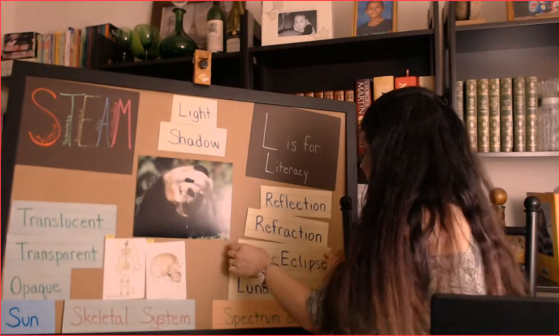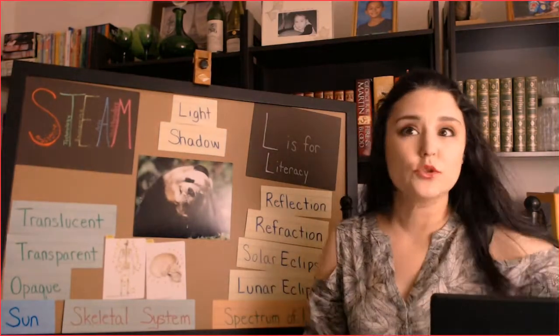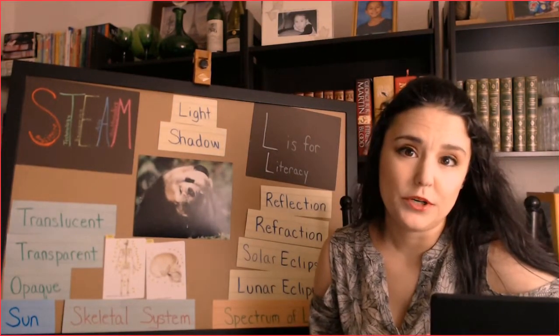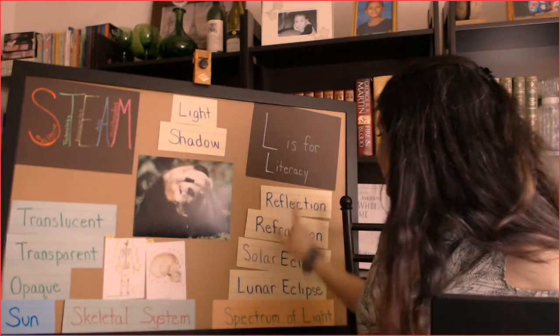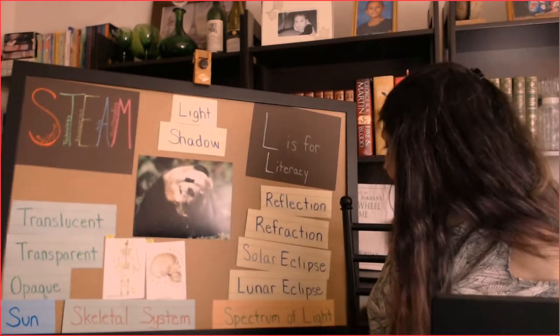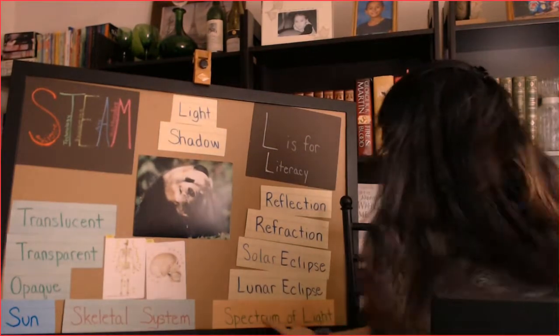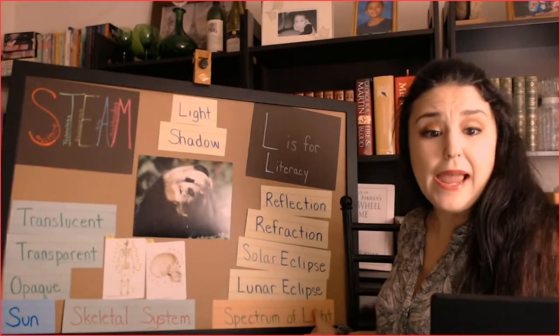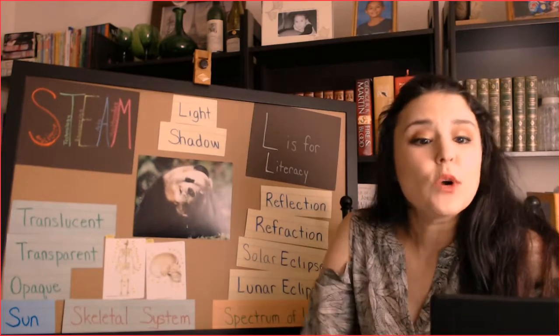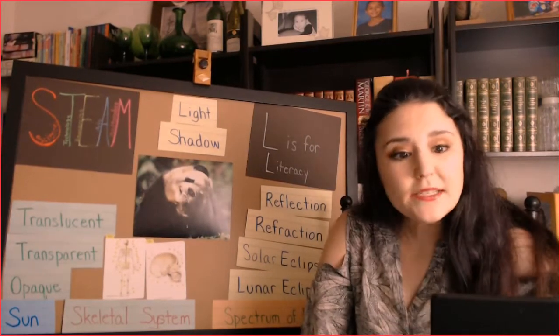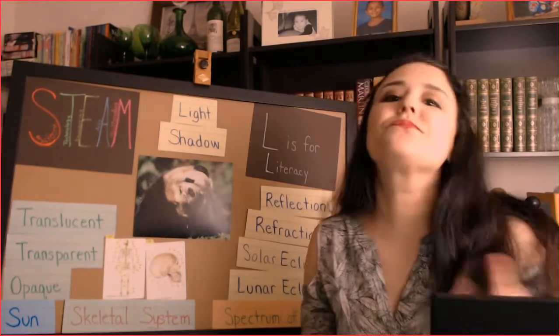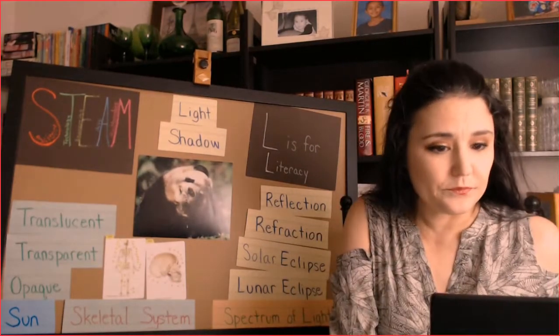So, we are going to head over to the whiteboard to talk about light, shadow, reflection, refraction, solar eclipse, lunar eclipse, the spectrum of light. And then we're going to play with reflection, refraction, and shadow. Sound fun? Let's get started.